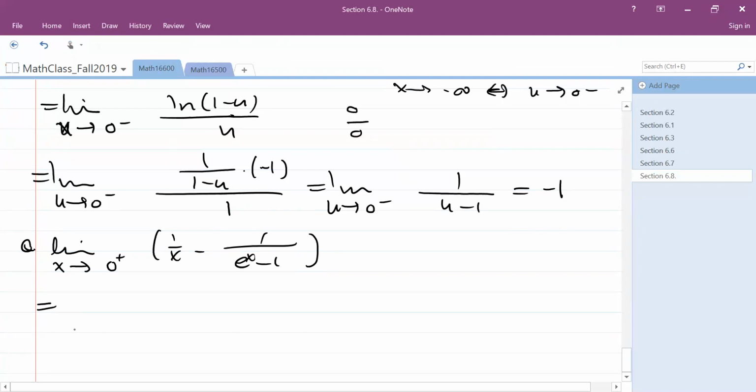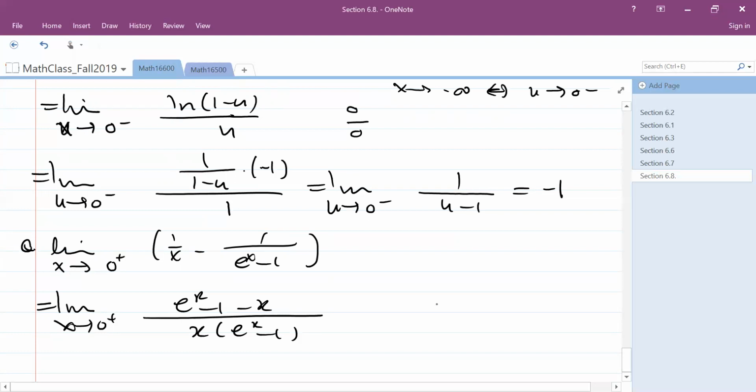I can combine them. e to the x minus 1, don't worry about that. The numerator minus x, that's fine, that's a quotient now. It's complicated, but it's a quotient. Then I check, I plug 0 for x to see if it's going to be a 0 over 0 type or infinity over infinity type. And clearly, the numerator is e to the 0 is 1, 1 minus 1 is 0, so it's a 0. And the denominator clearly is 0 because there is a factor of x. So it's a 0 over 0 type.